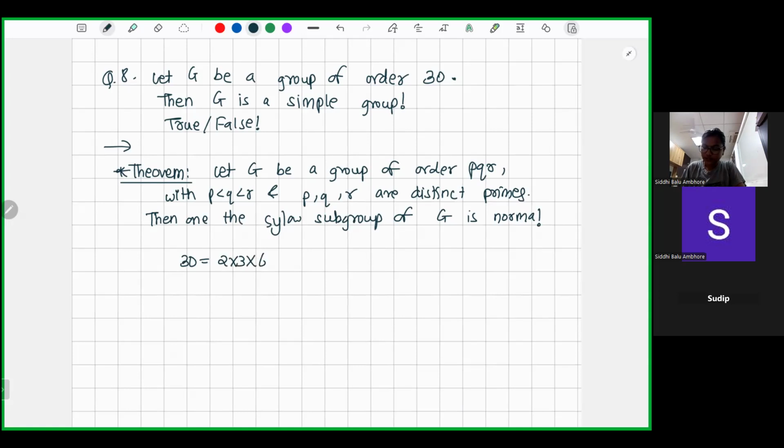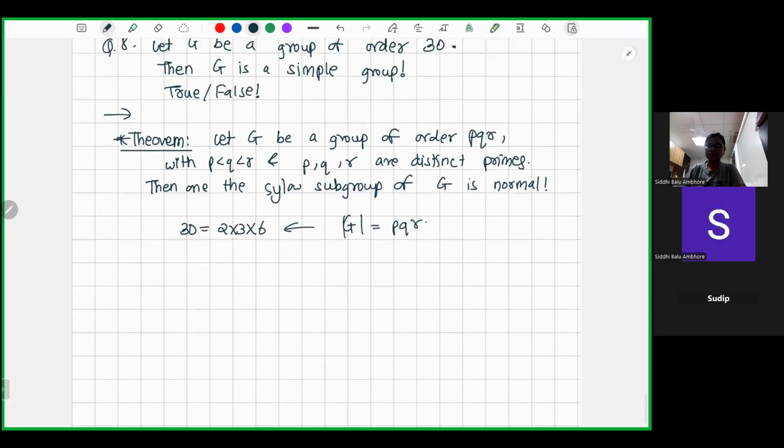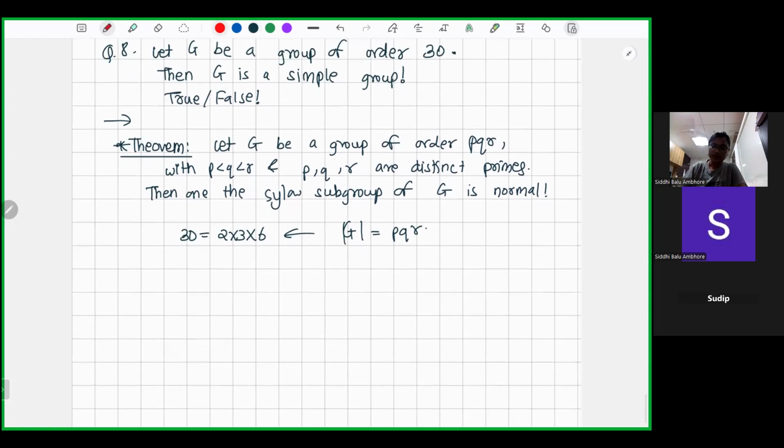2 into 3 into 6, right? So it is a group with order of the form PQR. And the moment I have this information that it is a product of 3 primes, each of them distinct, then I have this theorem that at least one of the Sylow subgroups is normal. This information I have, and the moment I have this information, I can very well say that by this theorem, this becomes false, right?